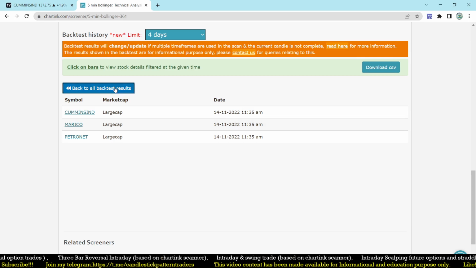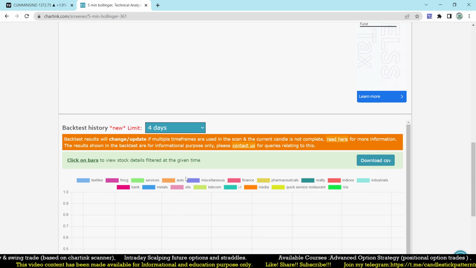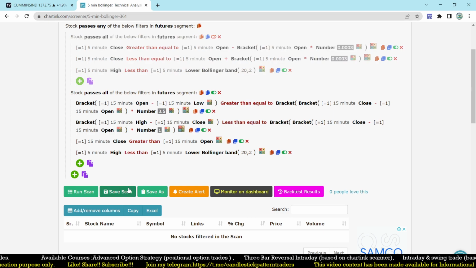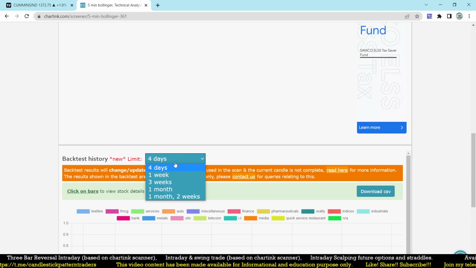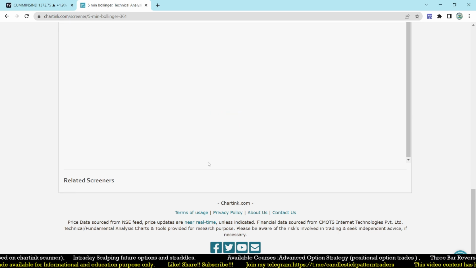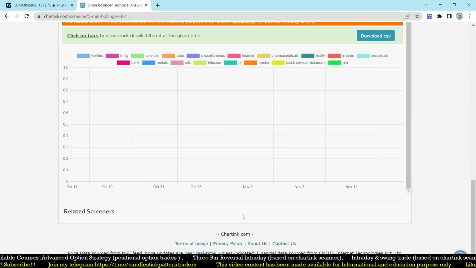We are going to find first 5 minutes below the lower Bollinger, based on the pattern. The scan, 1 month. Is there any stock, whether the scan is working or not? We don't find any stocks even in a 1 month time frame. Candle, that means first 5 minutes.